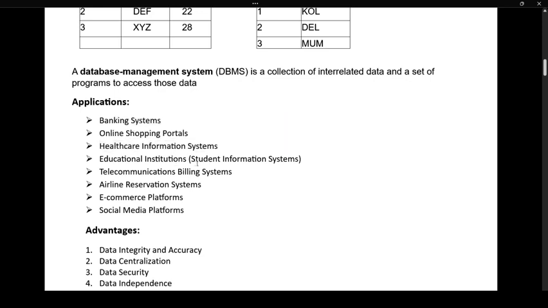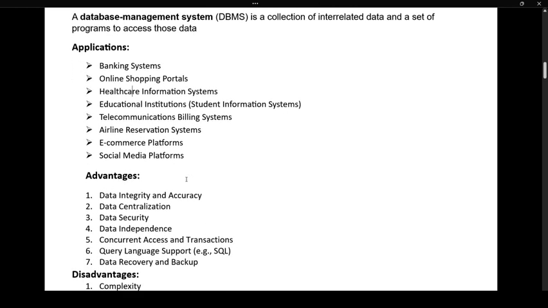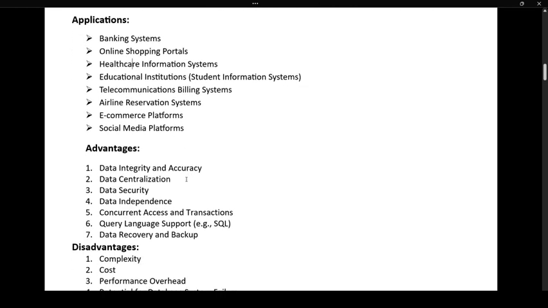In educational institutes also, obviously every institute maintains the personal details of students. Telecommunication, airline reservation, e-commerce platforms and social media platforms also use it. We use database management system in a lot of applications.